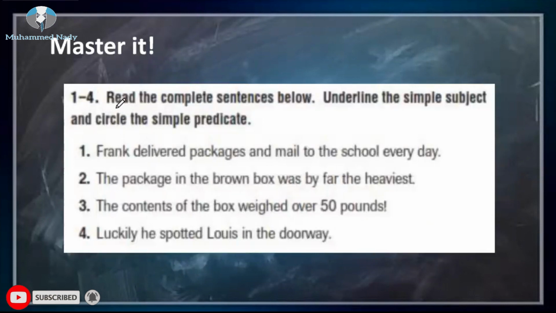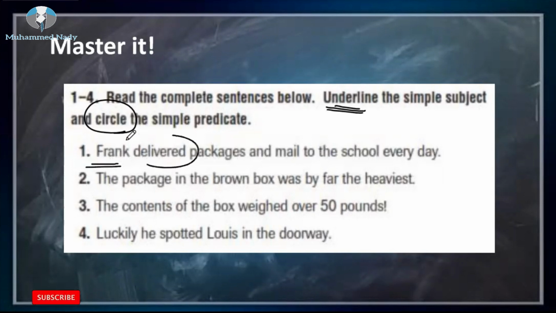Let's master it. And here, read the complete sentences below. Underline the simple subject. So we need to underline the simple subject and circle the simple predicate. Come on. The first sentence, Frank delivered packages and mail to the school every day. So the simple subject here, ask yourself, who is this sentence talking about? It's talking about Frank. What did he do? He delivered.